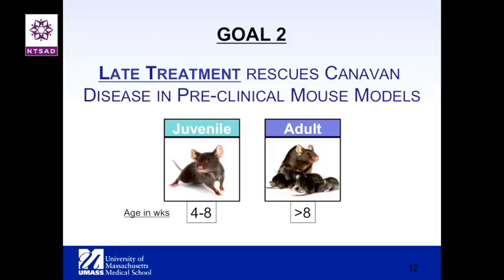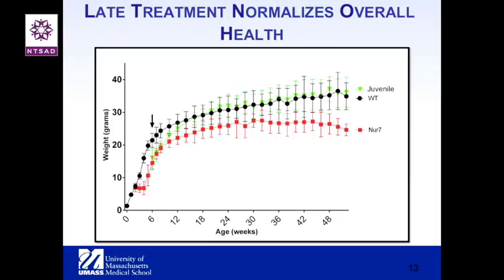The second question was, how late can we treat? Because not always patients are diagnosed very early on in the disease process. So we used this second mouse model and started treating those mice at juvenile age.